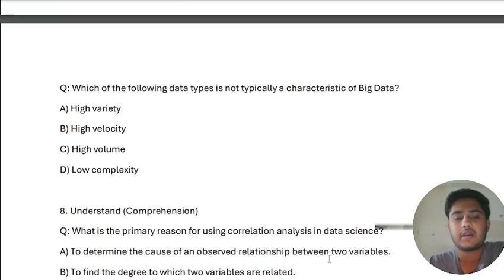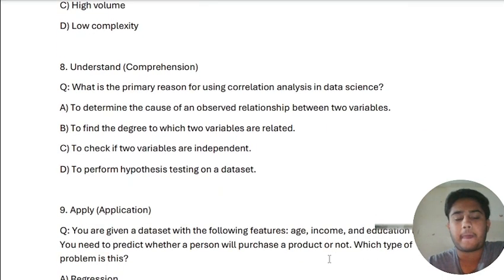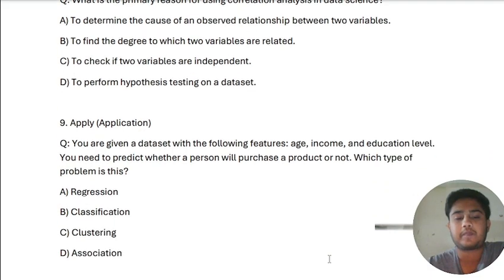Next question is, which of the following is not typically a characteristic of big data? Answer is option D, low complexity. What is the primary reason for using correlation analysis in data science? So the answer is option B, to find the degree to which two variables are related.